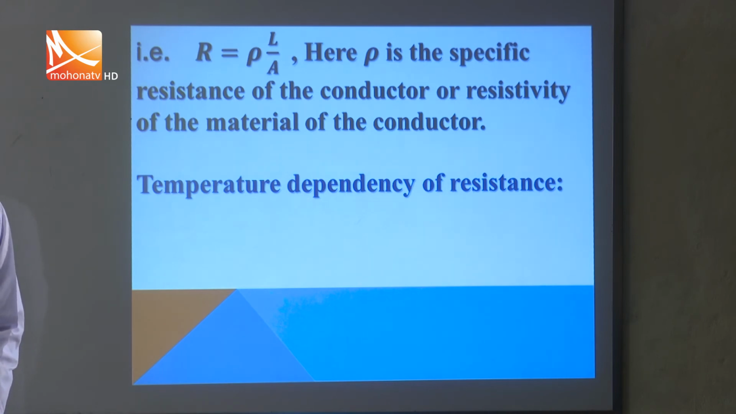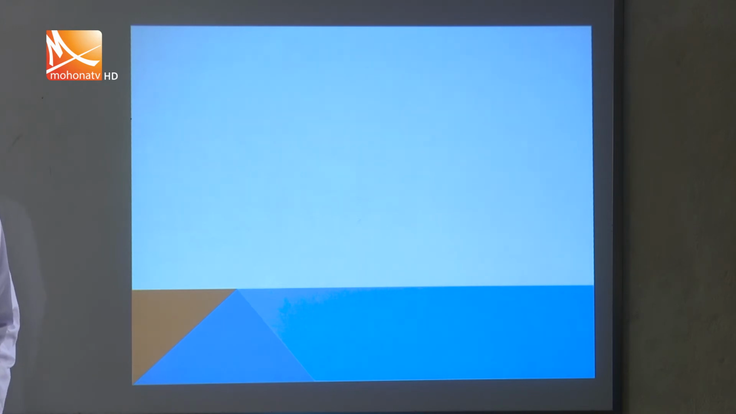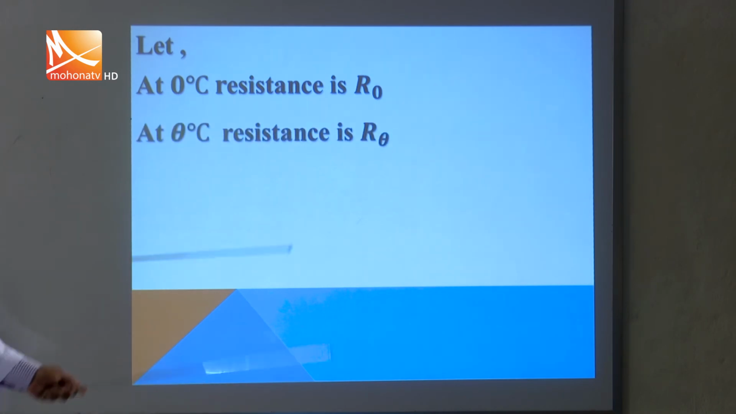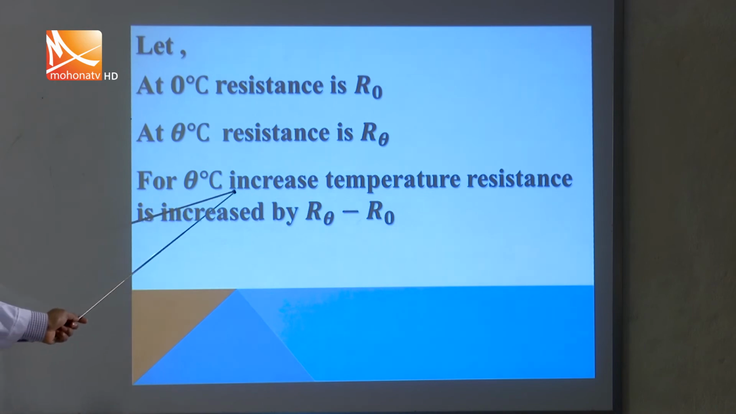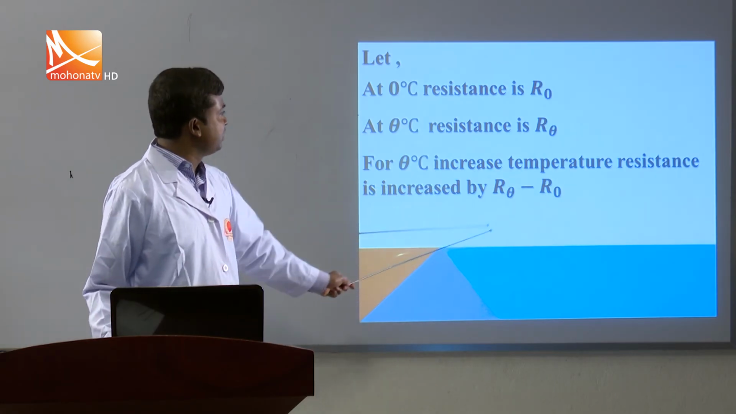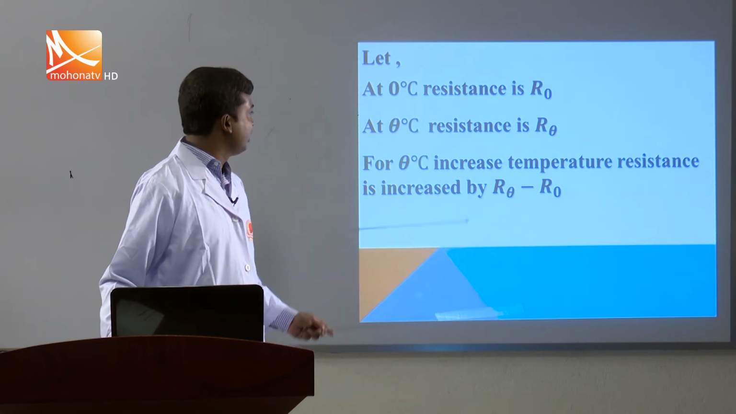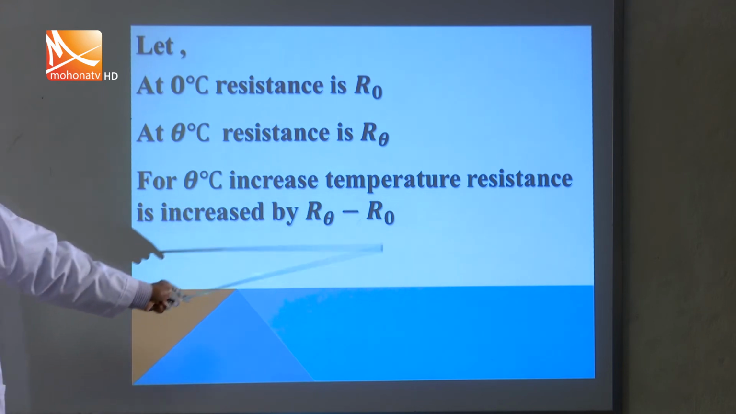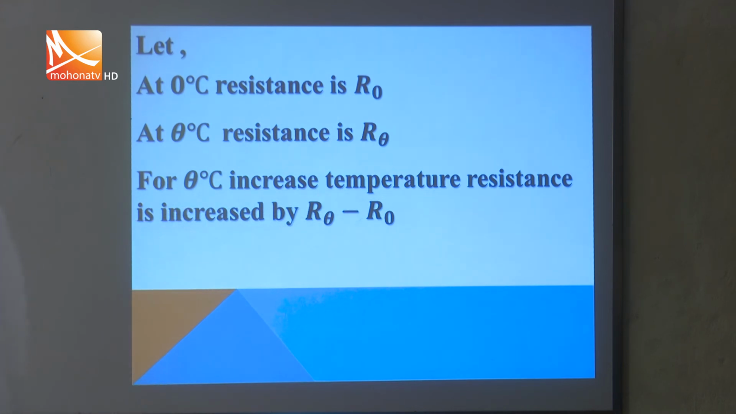Now, I am going to discuss the relation of temperature with the resistance. Let us consider the resistance of a conductor at 0 degree Celsius is R naught and at theta degree Celsius is R theta. So, what will be the increase of resistance? For theta degree increased temperature, resistance will be increased by R theta minus R naught. The temperature difference is theta minus 0, that is theta degree.